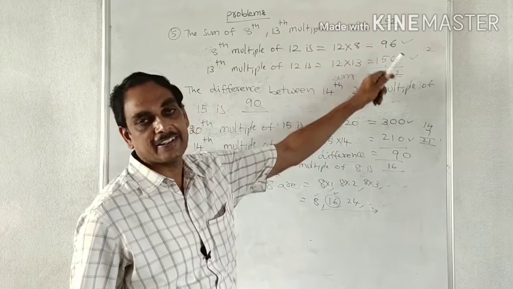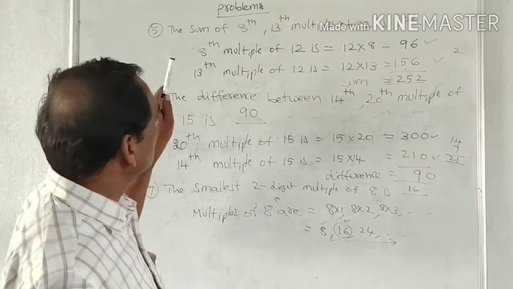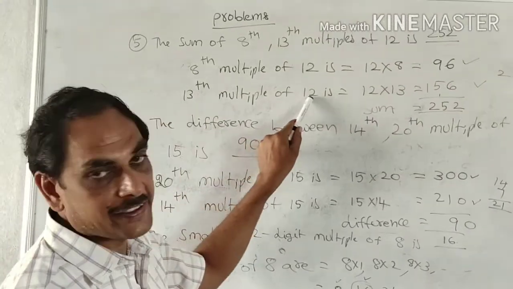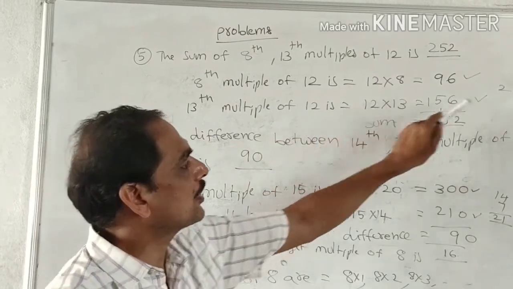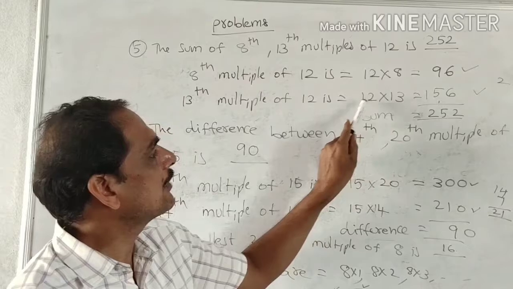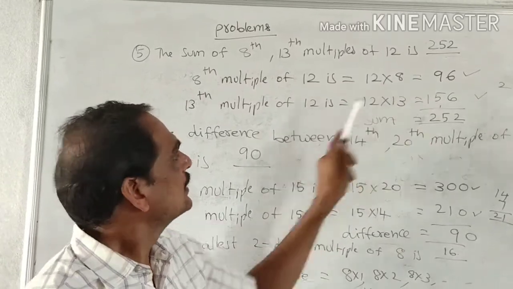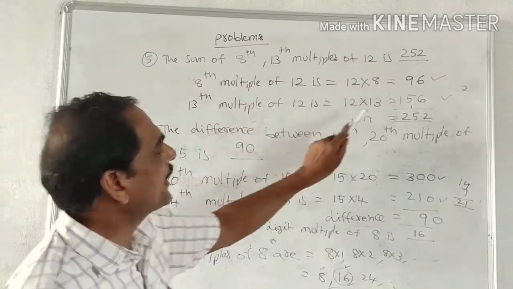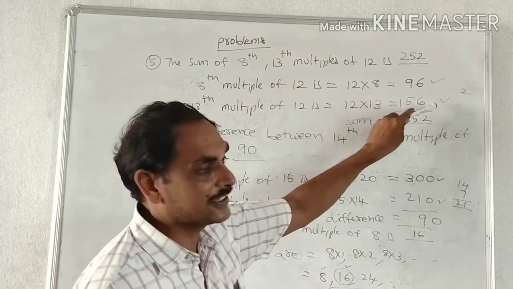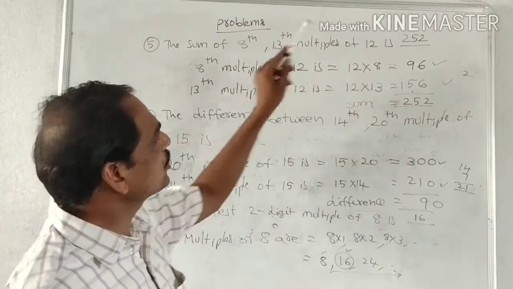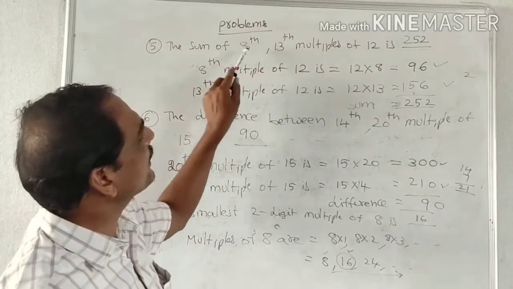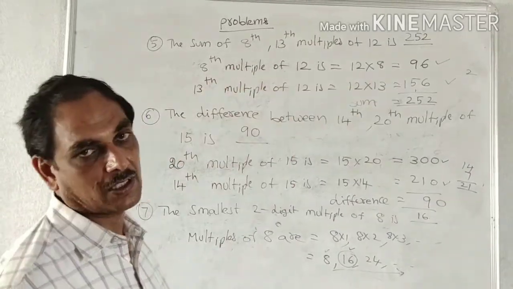12 8s are 96. And the 13th multiple of 12 is 12 into 13. 13 2s are 26. 13 1s are 13, 130 plus 26 is 156. So the problem is sum. So we add 96 and 156. We get 252 as its sum. So 252 is the sum of the 8th and 13th multiples of 12.